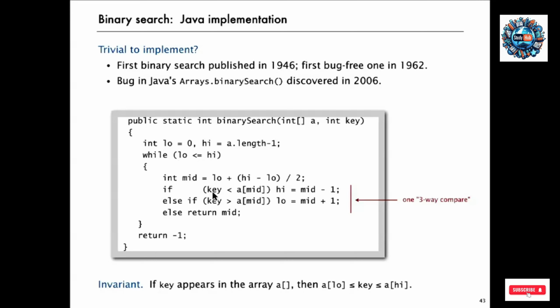Actually, it's a 3-way compare. It's either less or it's greater. Or if it's equal, we return that mid-index. If it's less, we reset the high pointer. If it's greater, we reset the low pointer, and we keep going until the pointers are equal. And if they're equal and we haven't found it, then we return -1. And it's easy to persuade ourselves that this program works as advertised by thinking about this invariant. If the key's in the array, then it's between low and high in the array.